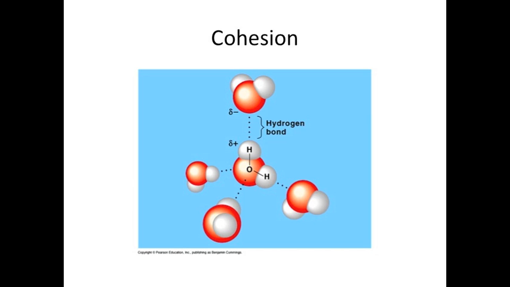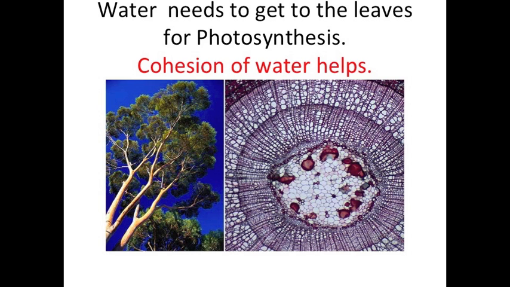These hydrogen bonds make cohesion possible. This refers to water molecules binding to other water molecules. Cohesion is what allows water to move up in plants.